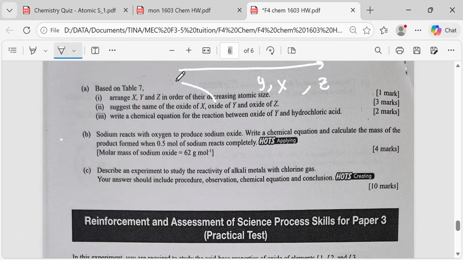Okay, I write X, aluminium oxide. And then oxide of Y is who? You can say sodium oxide. And then Z, you can write sulfur dioxide.